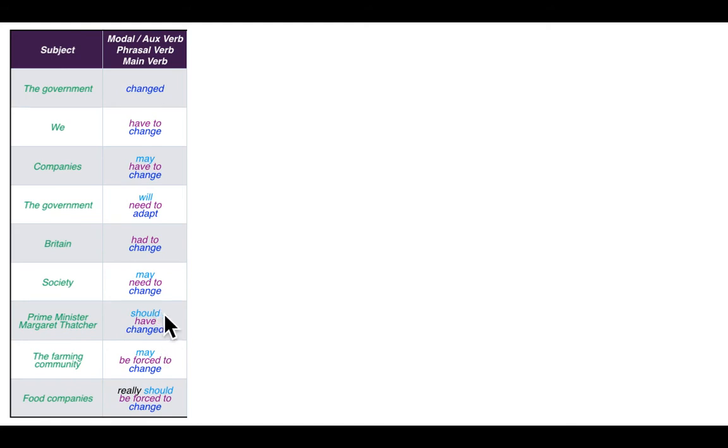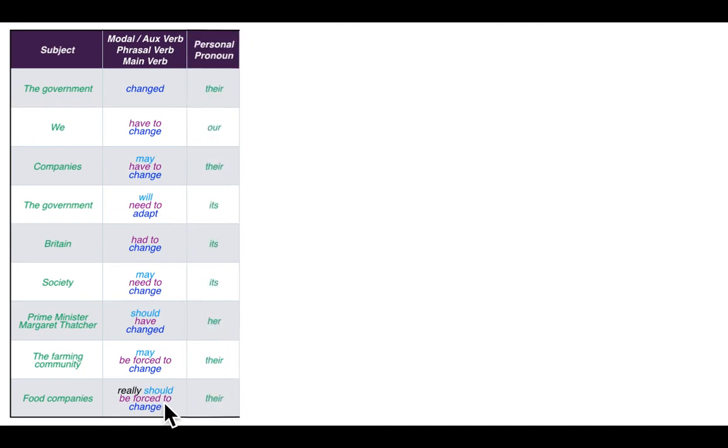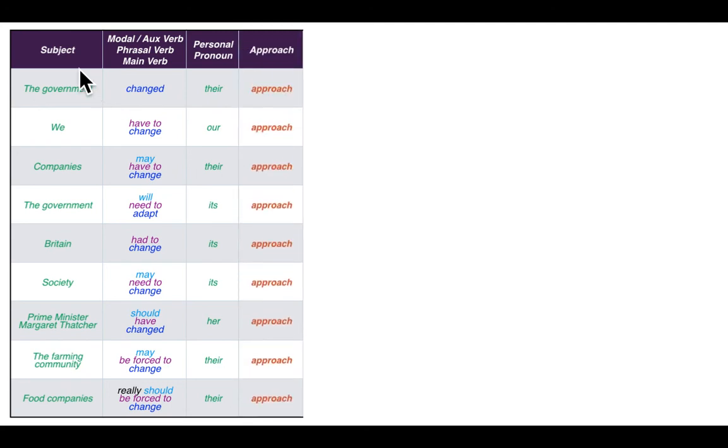So when you use should in the past, you need have, and the past participle form of the verb, which is the third form: changed, changing. The farming community may be forced to change, and food companies really should be forced to change. Now you're going to need the personal pronoun that matches the subject and the word approach. It's very important here that the subject is in agreement with the personal pronoun.